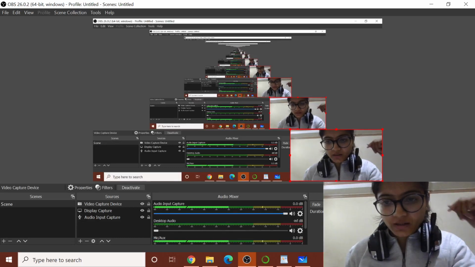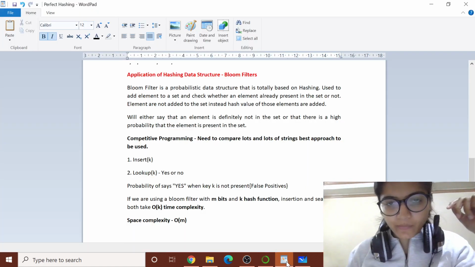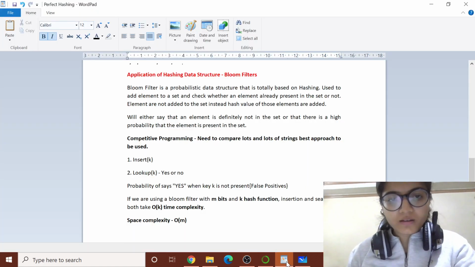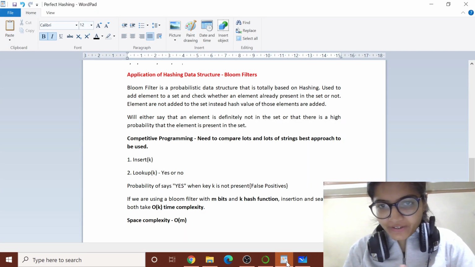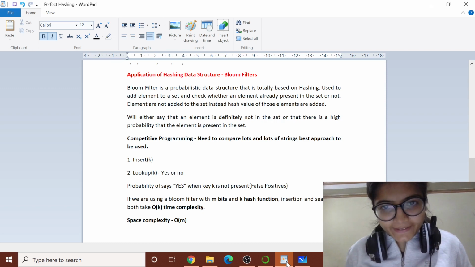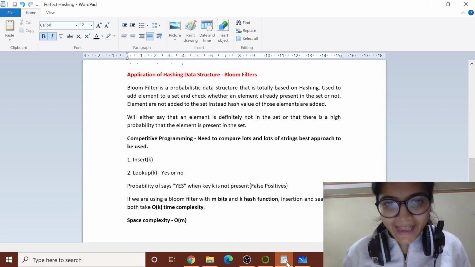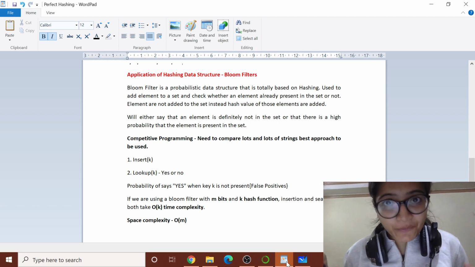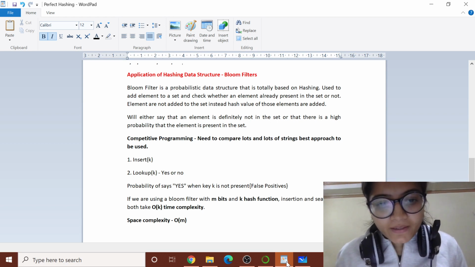Hello everyone, welcome back. Today's agenda is to discuss the application of the hashing data structure, that is, Bloom filters, in great detail. And after that, with this particular session, our hashing data structure will finally be completed.